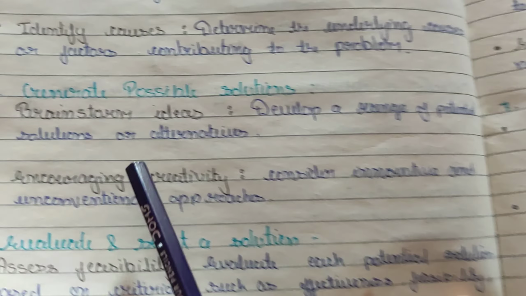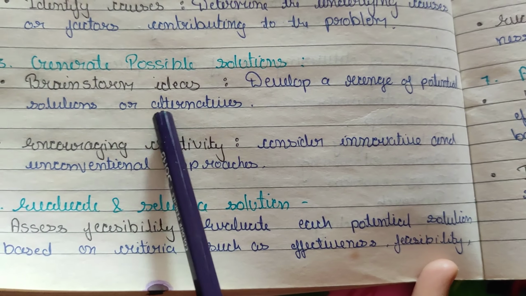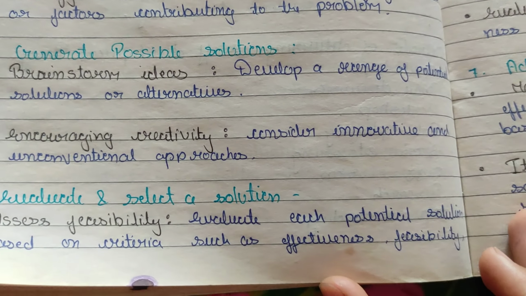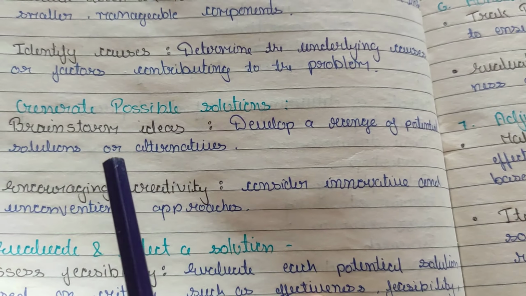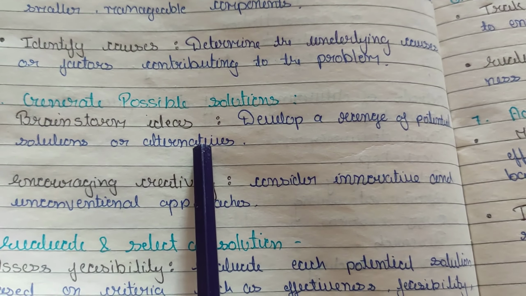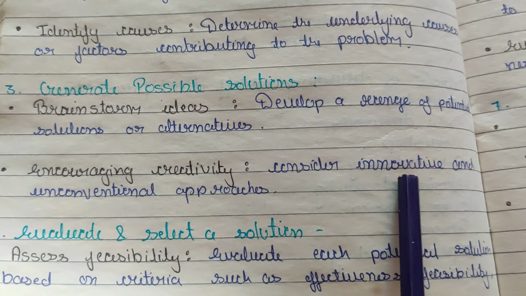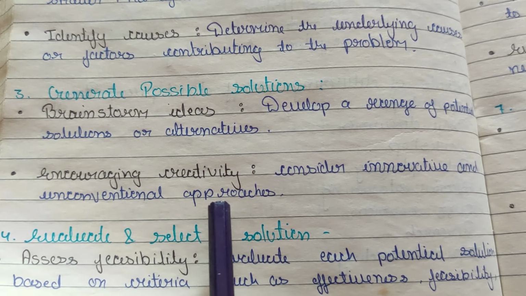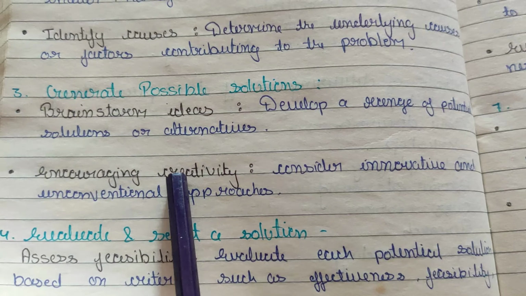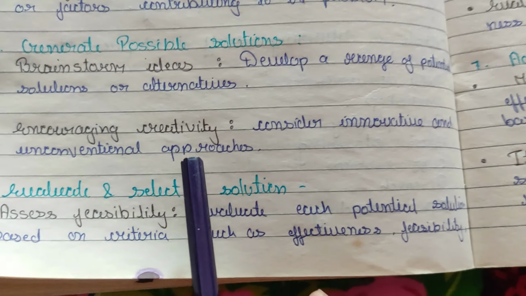Develop a range of potential solutions or alternatives. जो प्रॉब्लम हम फेस कर रहे हैं उसके लिए हम potential solutions या फिर alternatives find करेंगे. Encourage creativity, consider innovative and unconventional approaches. We will try creative approaches to solve our problem.